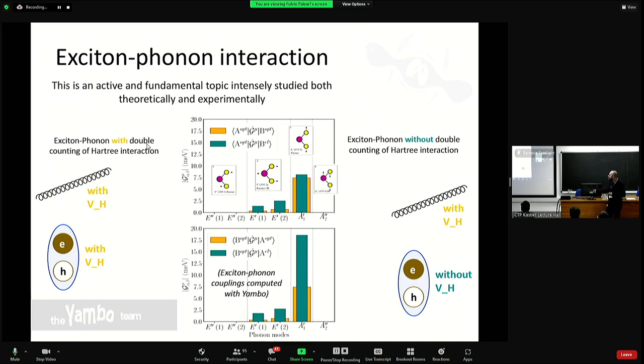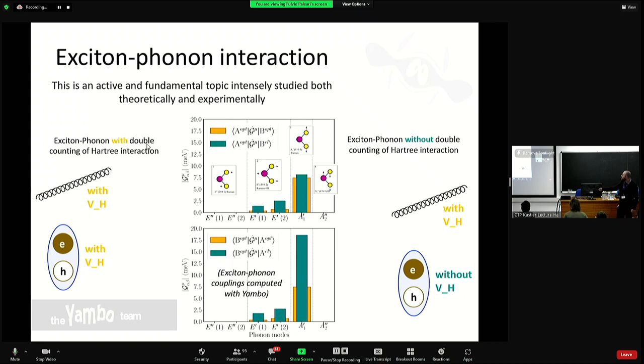When you compute the phonons, you will see this better tomorrow, you already include inside the phonon calculation the contribution of the electronic Hartree interaction to get reasonable phonon frequencies. But this contribution is also, as we have seen, inside the exciton. So this is a double counting, right? What we are trying to do now is to remove this double counting.